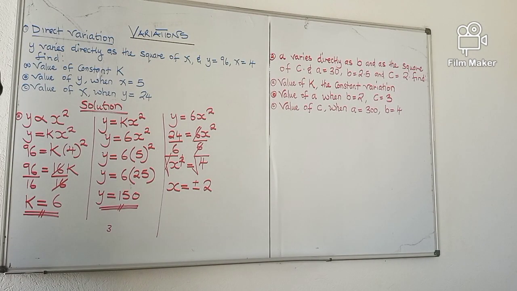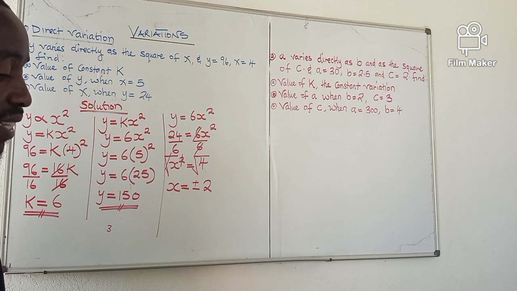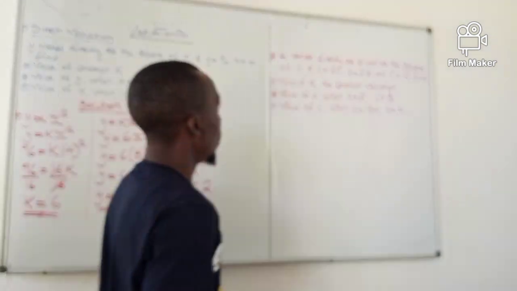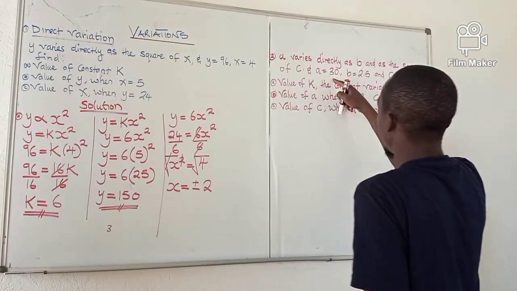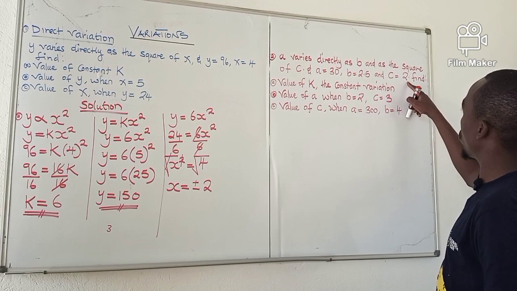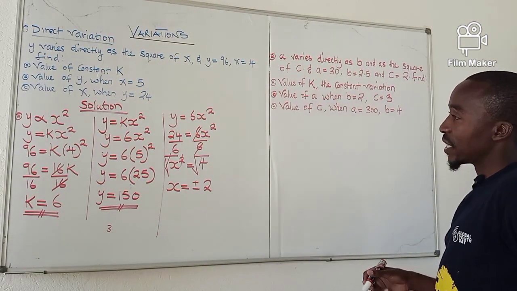Let's go to example number 2. Example number 2 says A varies directly as B and as the square of C. And A is equal to 30, B is equal to 2.5, and C is equal to 2. Find the value of K, the constant of variation.